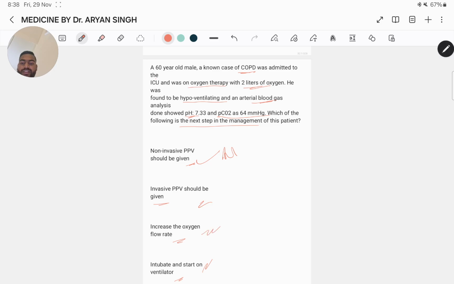And if we increase the oxygen flow rate, the increase in oxygen flow rate alone would not adequately address the underlying issue of hypoventilation with high PCO2 levels. It may improve oxygenation temporarily, but it does not address the ventilation problem and the resulting respiratory acidosis.